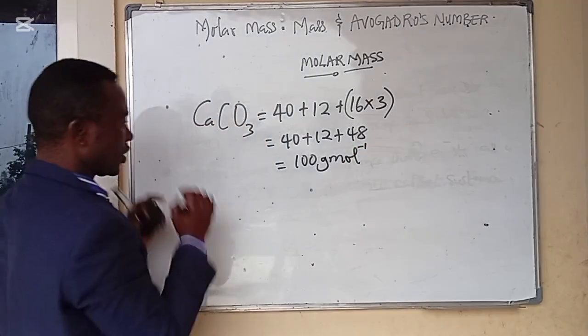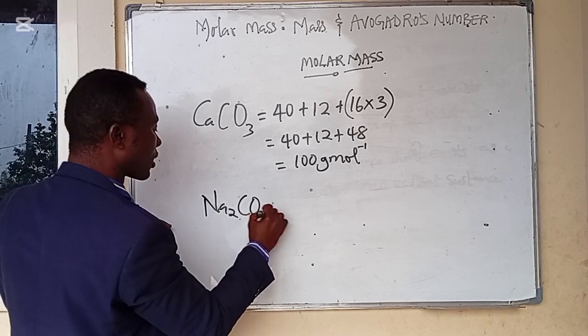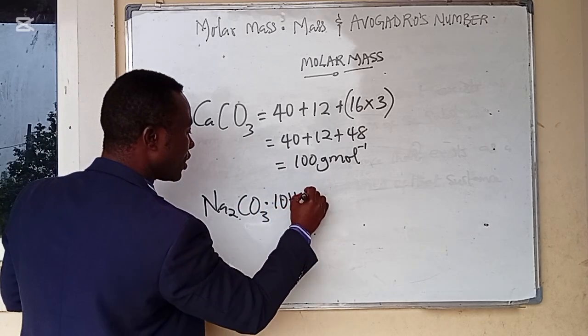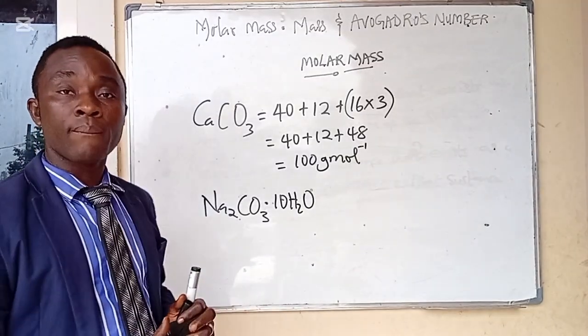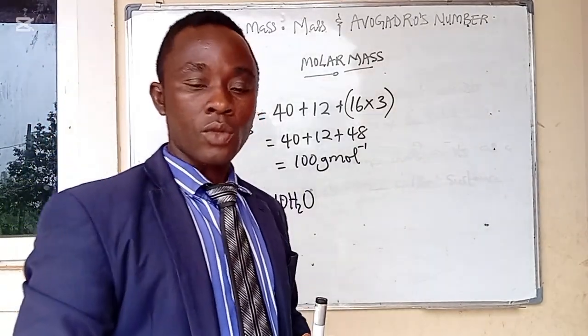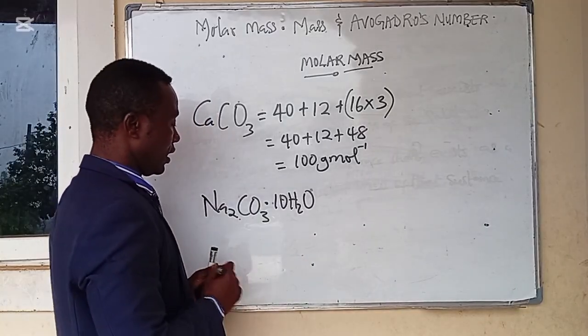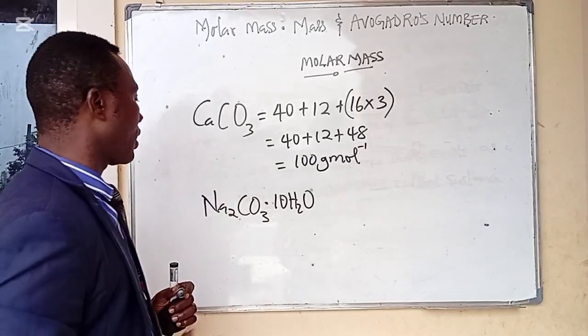All right. So what will be the molar mass of Na2CO3.10H2O? What will be the molar mass? The molar mass will be the summation of what? Of the atomic masses. Or the molar mass will be the summation of the molar mass of each atom that makes up the molecule.